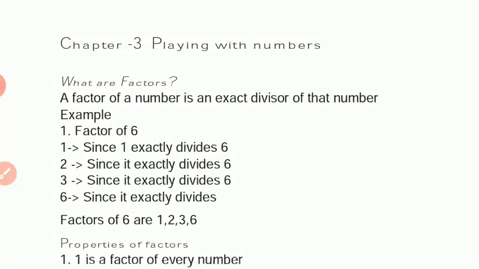A factor of a number is an exact divisor of that number. For example, what are the factors of 6? You know that 6 is exactly divisible by 1, so 1 is the first factor of 6. Then 2, since it exactly divides 6. Then 3, since it also exactly divides 6. And 6, since it exactly divides 6 also.